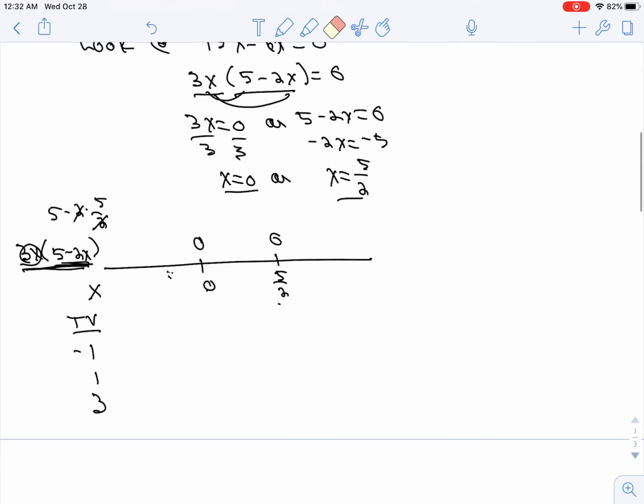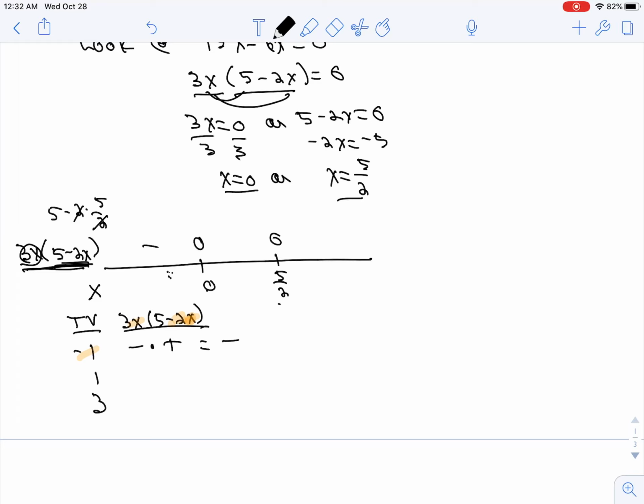So remember that we're checking the sign of the 3x times the quantity 5 minus 2x. If I substitute negative 1 in here, the 3x is going to be negative. Then if I sub negative 1 into the other one, I get negative 2 times negative 1, which is a positive 2. So that's going to turn out to be positive. So this is negative. Again, I want to stress, we don't care what the exact answer is. We just want the signs.